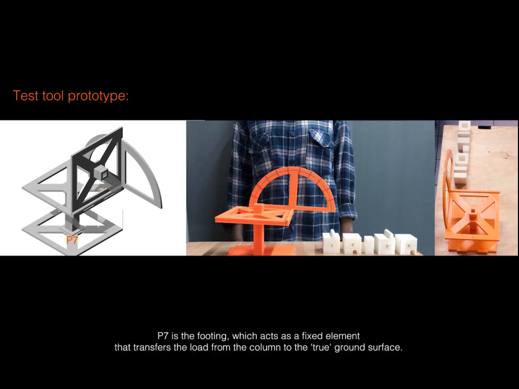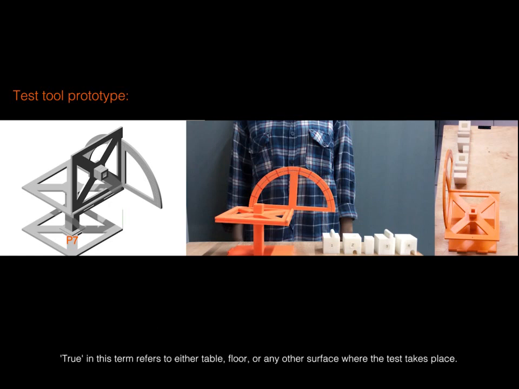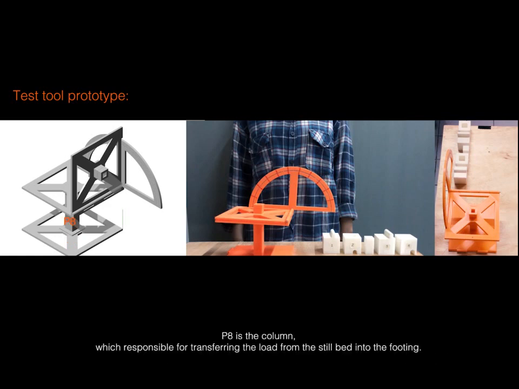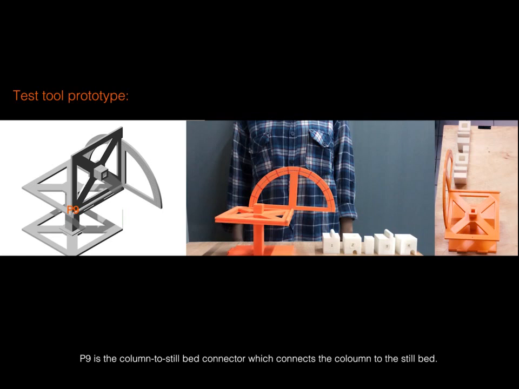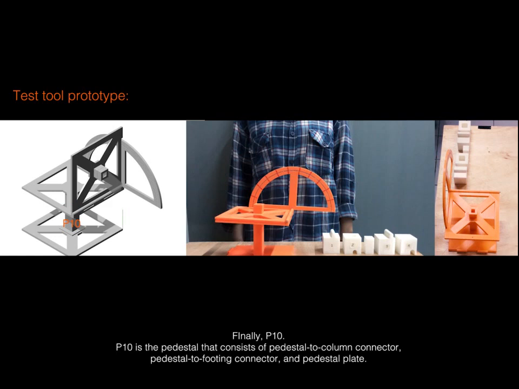P7. P7 is the footing, which acts as a fixed element that transfers the load from the column to the true ground surface. True in this term refers to either table, floor, or any other surface where the test takes place. P8. P8 is the column, which is responsible for transferring the load from the still bed into the footing. P9. P9 is the column to still bed connector which connects the column to the still bed. Finally, P10. P10 is the pedestal that consists of pedestal to column connector, pedestal to footing connector, and pedestal plate.